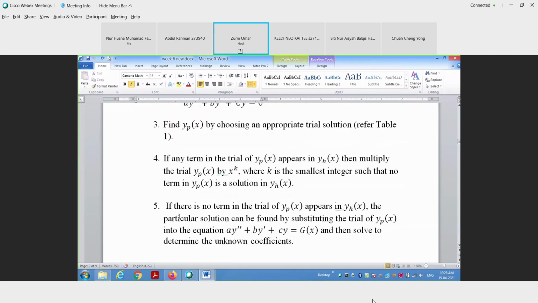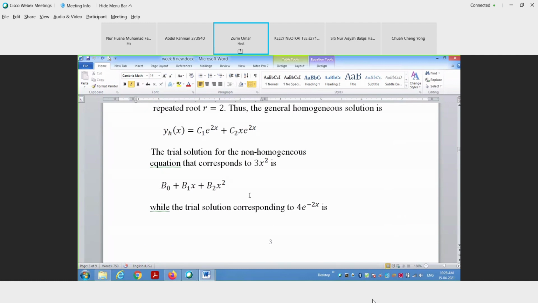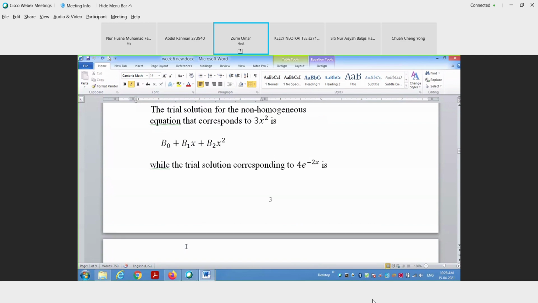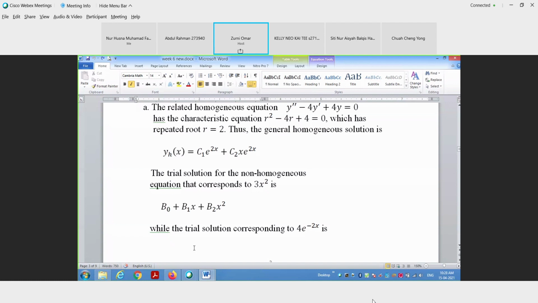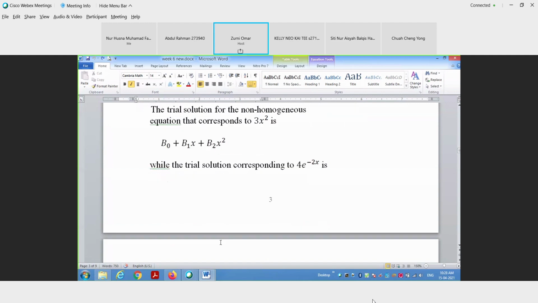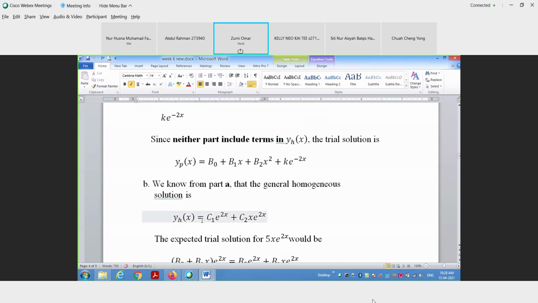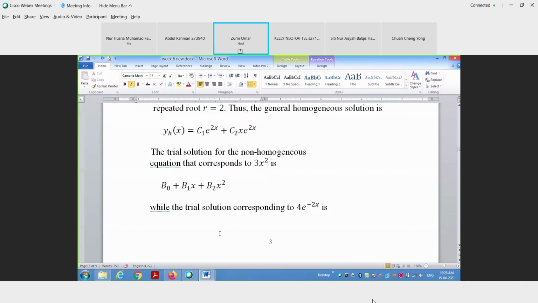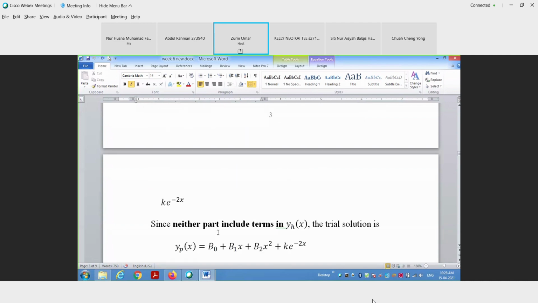And that's why your YP corresponding to 4e^(-2x) is k e^(-2x). Okay, so this is the most crucial part to solve a non-homogeneous second order equation with constant coefficients, to determine what YP is. If you get the wrong YP, the answer will be wrong.